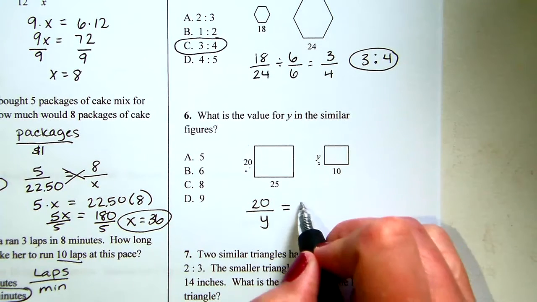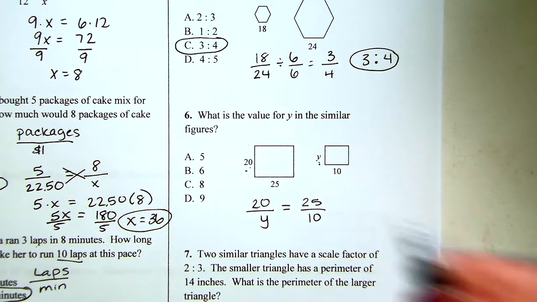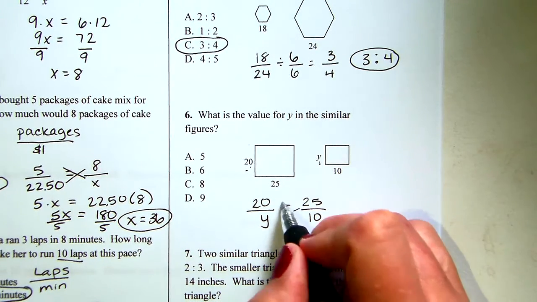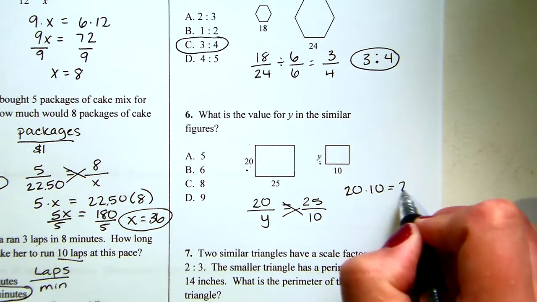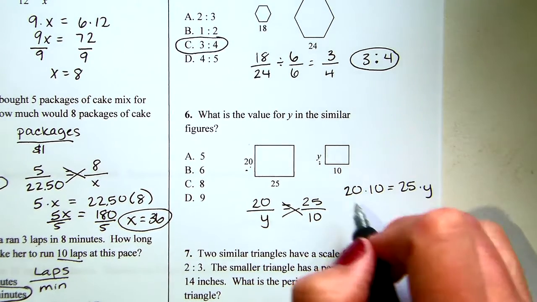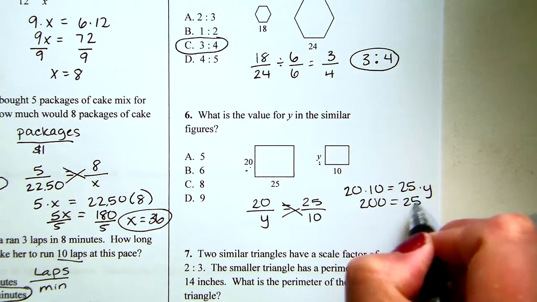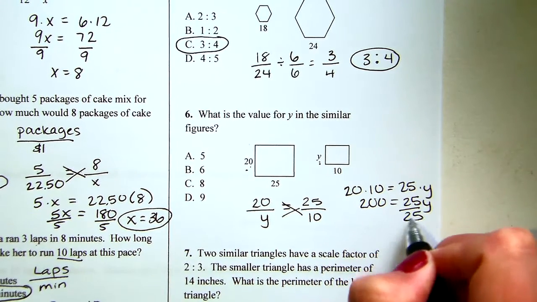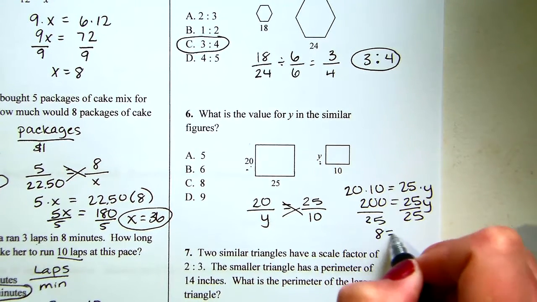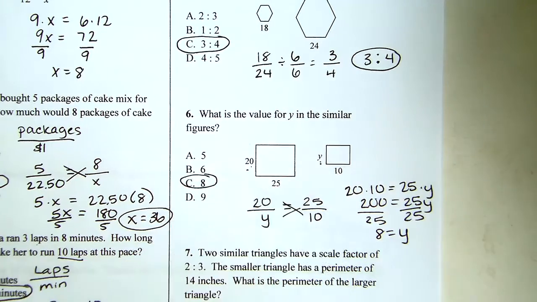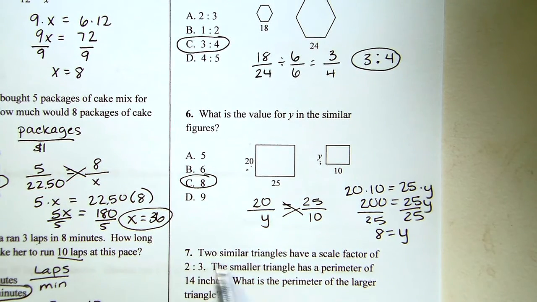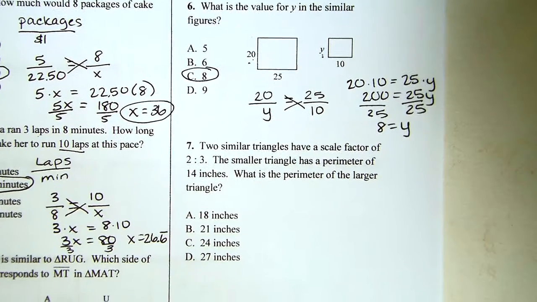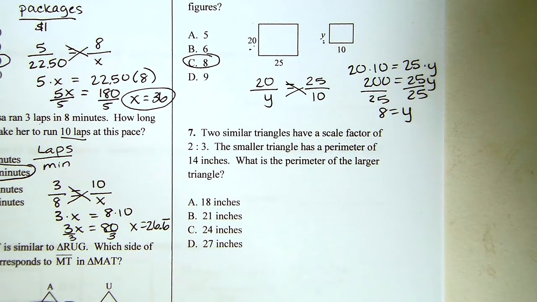Once again, I'm going to cross multiply. So that's going to give me 20 times 10 equals 25 times y. I get 200 equals 25y. I'm going to divide by 25 on both sides, and I get 8 equals y. That gives us an answer of C. Next, it says 2 triangles in number 7. 2 triangles have a scale factor of 2/3. The smaller triangle has a perimeter of 14 inches. What is the perimeter of the larger triangle? So once again, this is 2 different triangles.